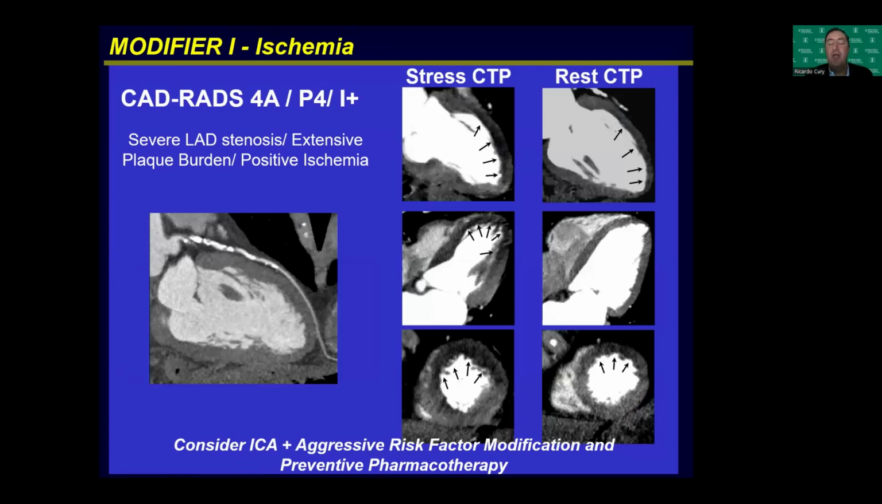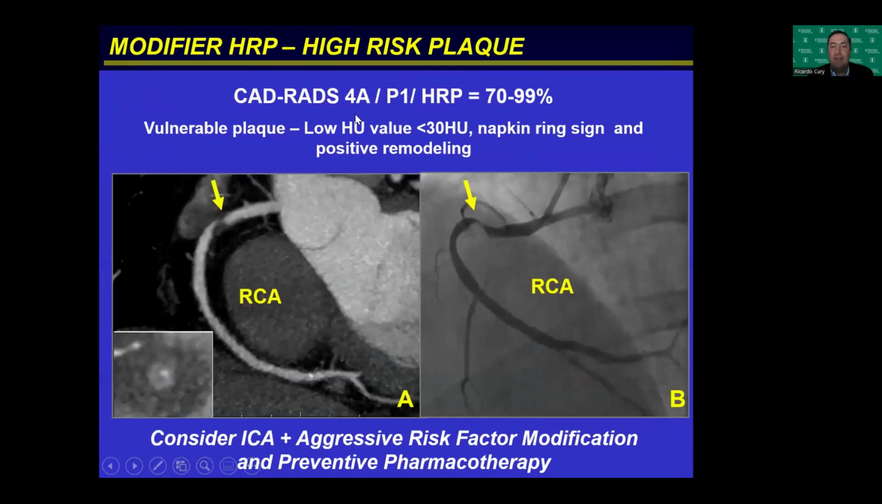Also, one example for modifier I, which is a new modifier, a patient that had severe stenosis in the LAD. We can see this densely calcified plaque with non-calcified plaque. So this would be a 4A because there is severe stenosis, a P4 because there is extensive plaque burden. And then this patient had CTP, and we can see here ischemia and reversible ischemia in the LAD distribution. So the modifier will be I plus. So stenosis, plaque, and modifier with that framework.